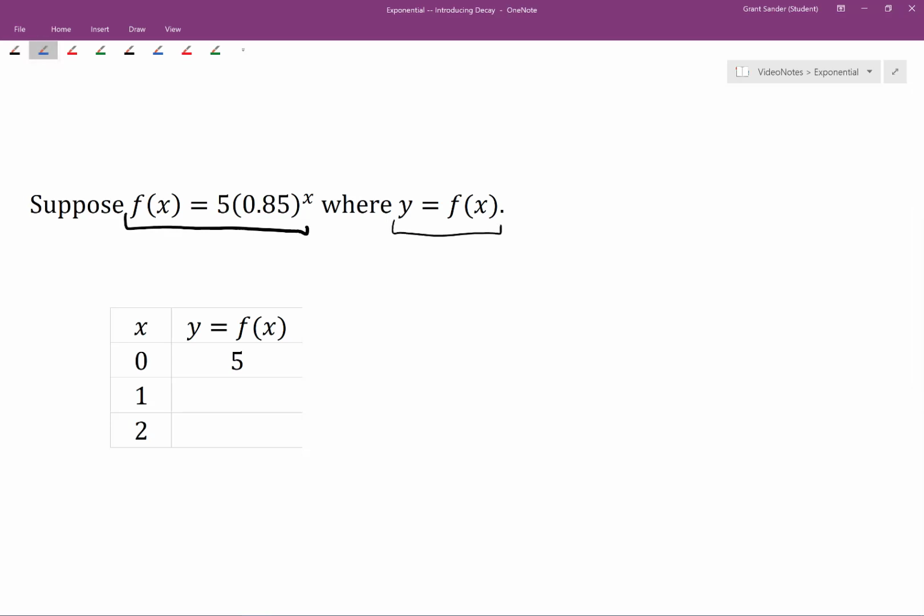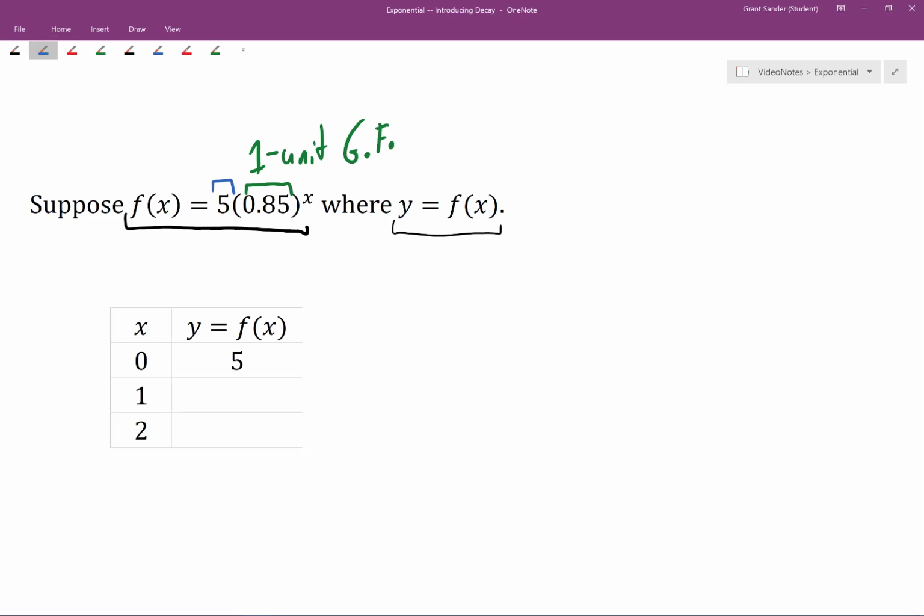Now an exponential function written in this form shows us that the initial value of f, or the value of f when x equals 0, is 5, and this 0.85 gives us the 1 unit growth factor. So our 1 unit growth factor for this exponential function f is 0.85.